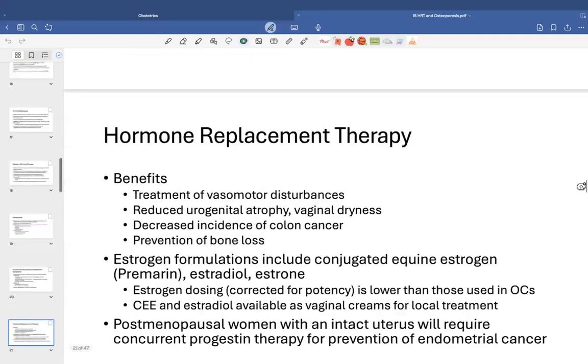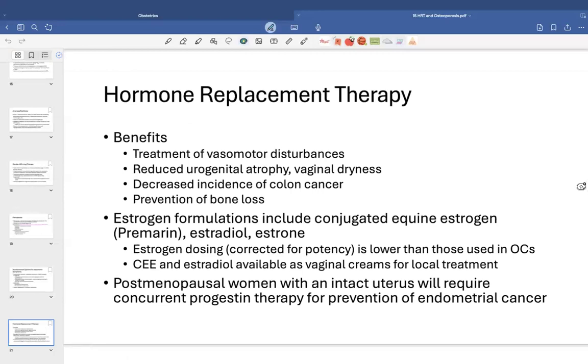The other route, of course, to take is with hormone replacement therapy. So again, by replacing the estrogens, you can effectively treat vasomotor disturbances in perimenopause, but it also gives the other benefits of estrogen replacement that you would expect women to benefit from, including reductions in urogenital atrophy and vaginal dryness, preventing bone loss, and at least in a couple of studies, some signal towards a decreased incidence of colon cancer. So you have those benefits.